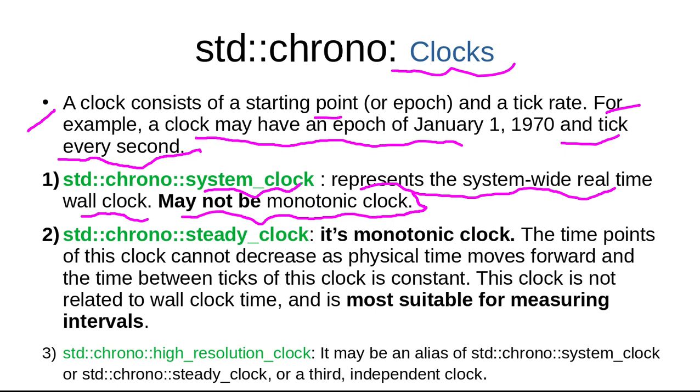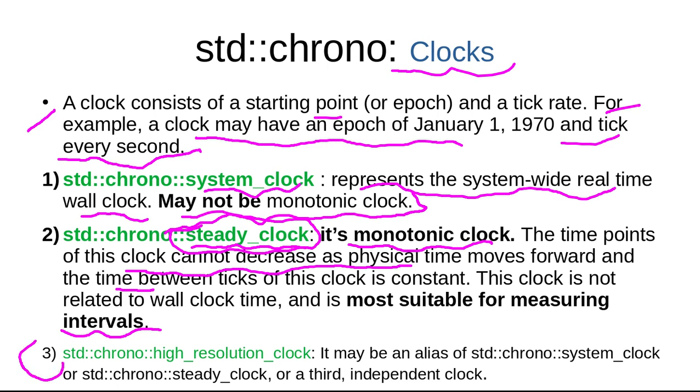The other type of clock is steady clock. This one is a monotonic clock. The time points of this clock cannot decrease as physical time moves forward, and the time between ticks of this clock is constant. The clock is not related to wall clock time and is most suitable for measuring intervals. So the steady clock is similar to a stopwatch. When you click it, or when you start it, it keeps increasing, and there's no way to change its value. Usually it's used when I want to measure an interval, like the execution time of a function.